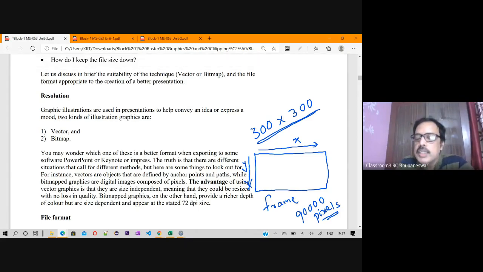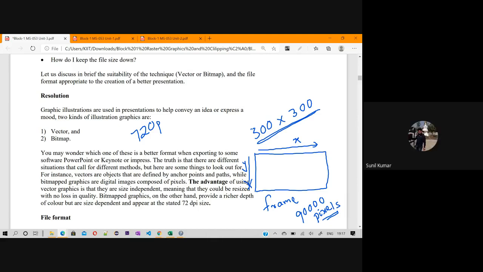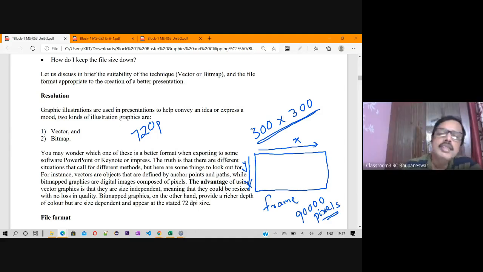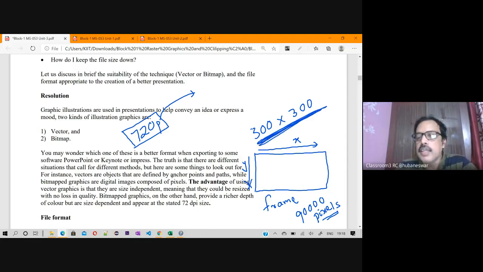If you have fewer pixels, the clarity is lower. So what is the meaning of 720p? Any idea? When we watch YouTube, picture quality, video quality, 720p, 1080p. How many pixels are there in one screen in 720p? In this case, I had given 300 into 300, so you can directly tell it is 90,000 pixels in one screen. Now, if it is 720p, how many pixels will be there in one screen?